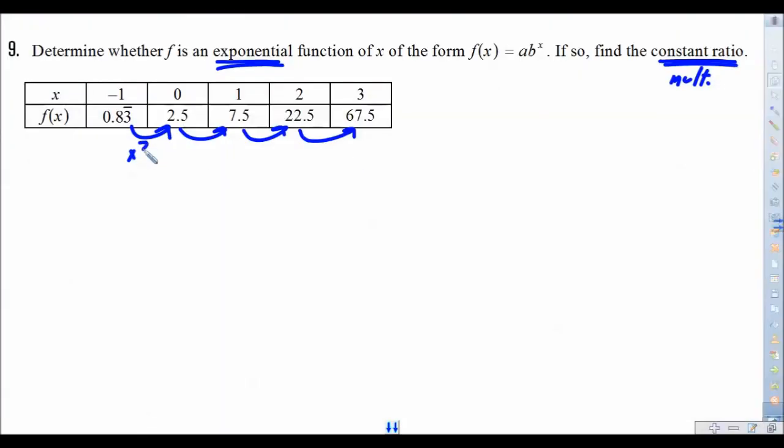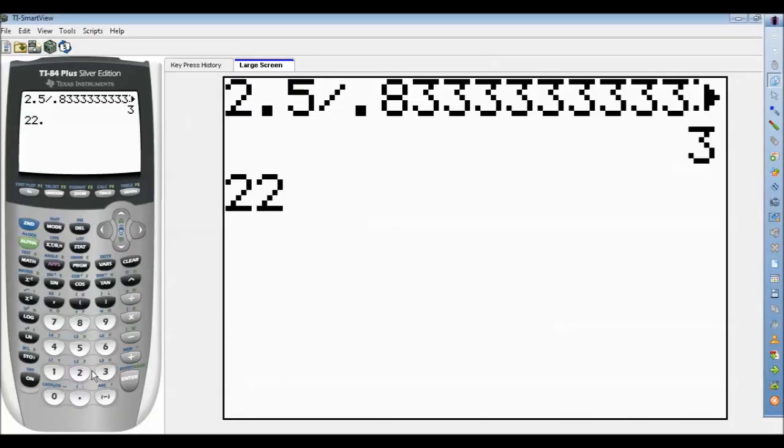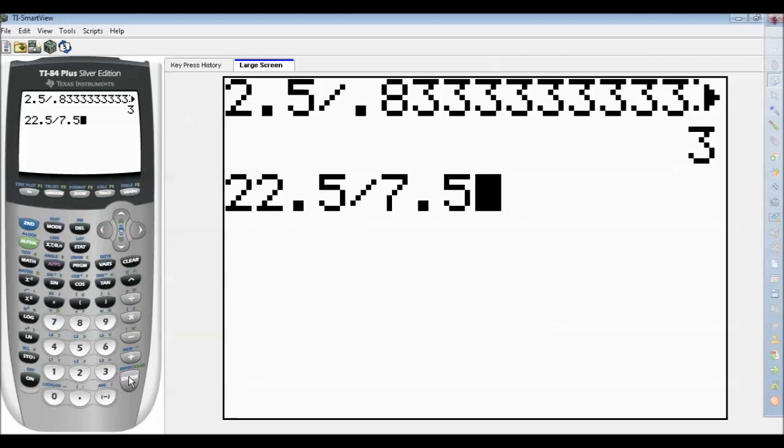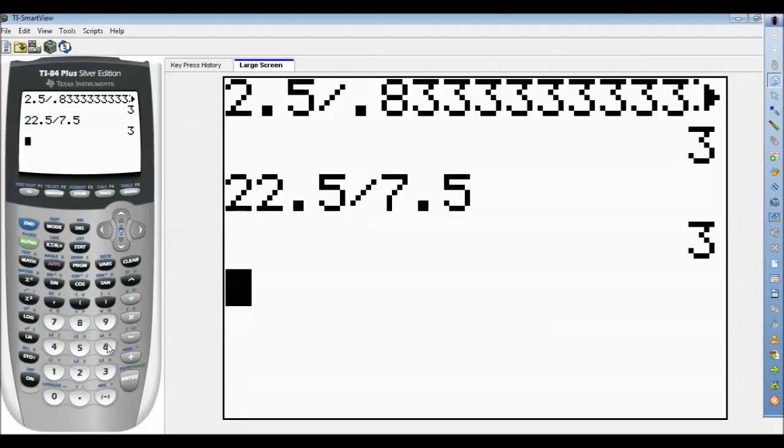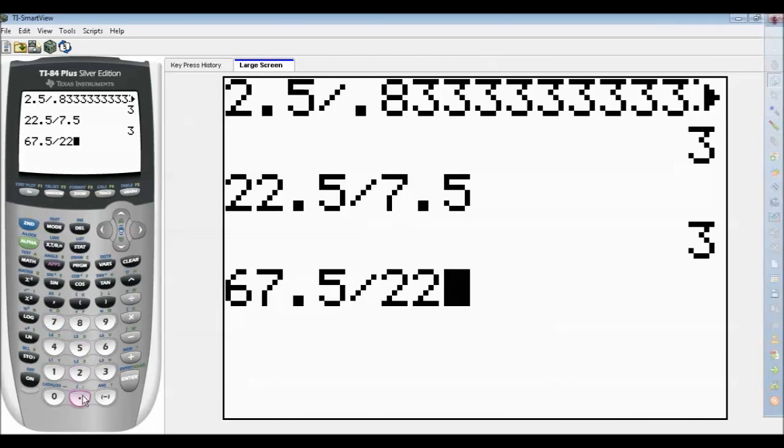So if we were multiplying by 3 here, 2.5 to 7.5, I'm pretty sure we multiplied that by 3. 7.5 to 22.5, let's go ahead and divide those. Remember, in order for us to say that this is exponential, every single one of those ratios needs to be the same number. So we get 3 there. That's good news. And then our final check here, 67.5 and 22.5. Notice I'm taking the second number and dividing it by the previous one. That's going to be very, very important to do. So in each case there we get 3.